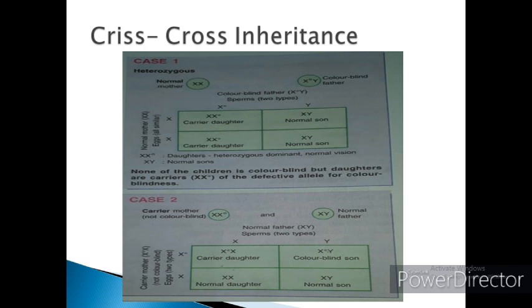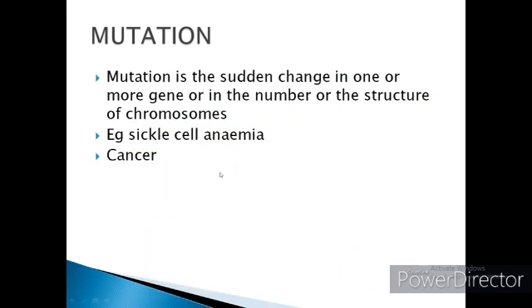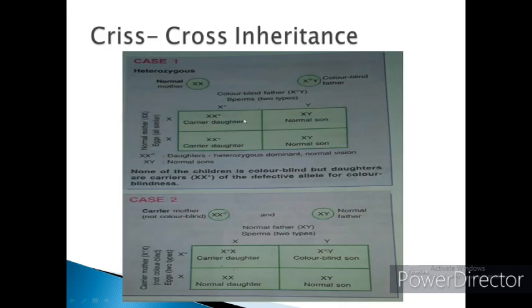So now this is a crisscross inheritance. Now for example, this is a heterozygous mother, and we are talking about color blindness here. So this is X and this is X, but it is having a carrier, an affected gene in the X, and this is a Y. When they cross, all the sons will be normal, and two daughters will be carriers.